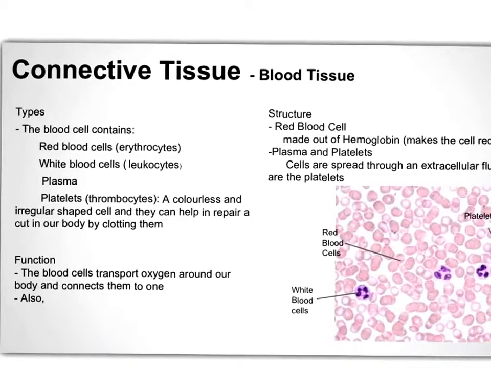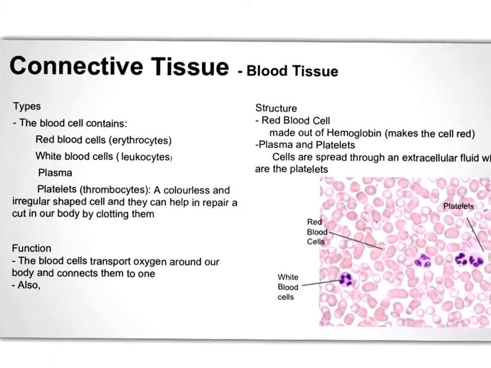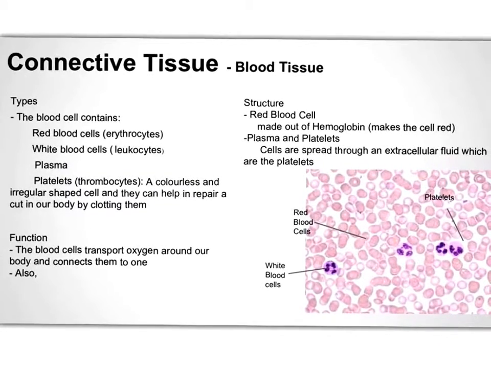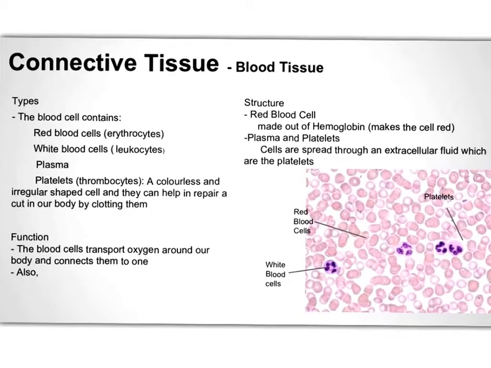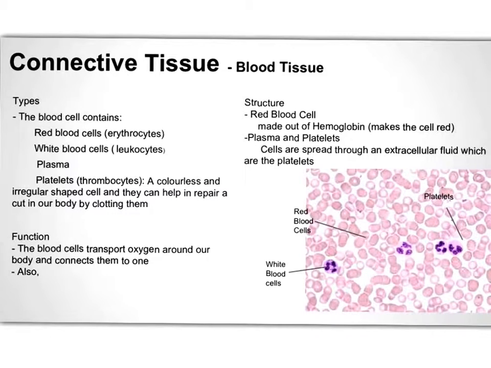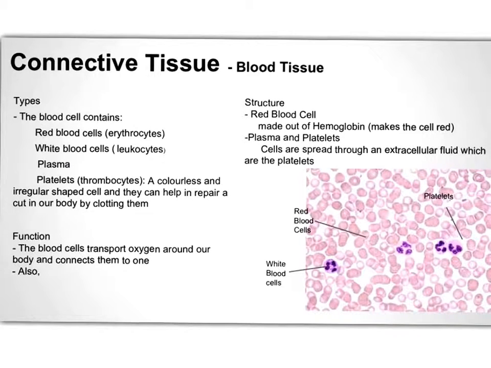Blood tissue contains three types: the red blood cells, which we call erythrocytes, the white blood cells, leukocytes, and platelets, which we call thrombocytes. All these cells play an important role in our body. The red blood cell is made out of hemoglobin, and this is what makes it red colored. The main role of the red cell is to deliver oxygen. The white blood cell helps us kill bacteria outside our body.